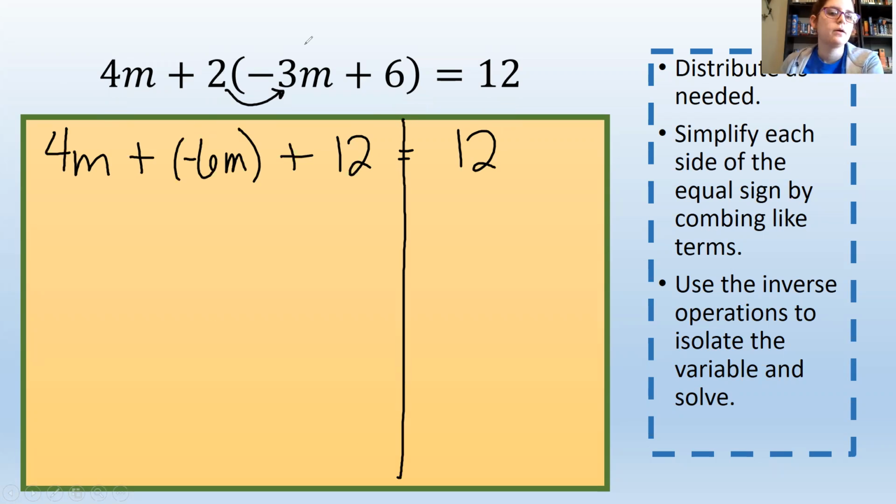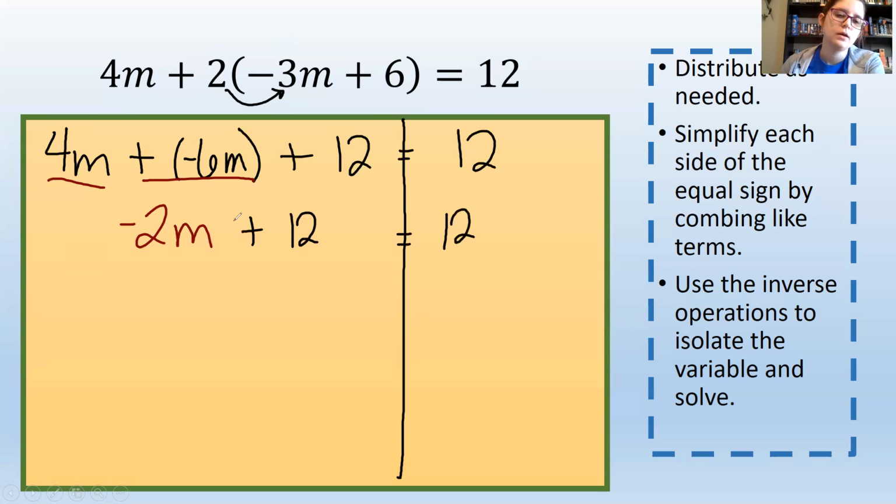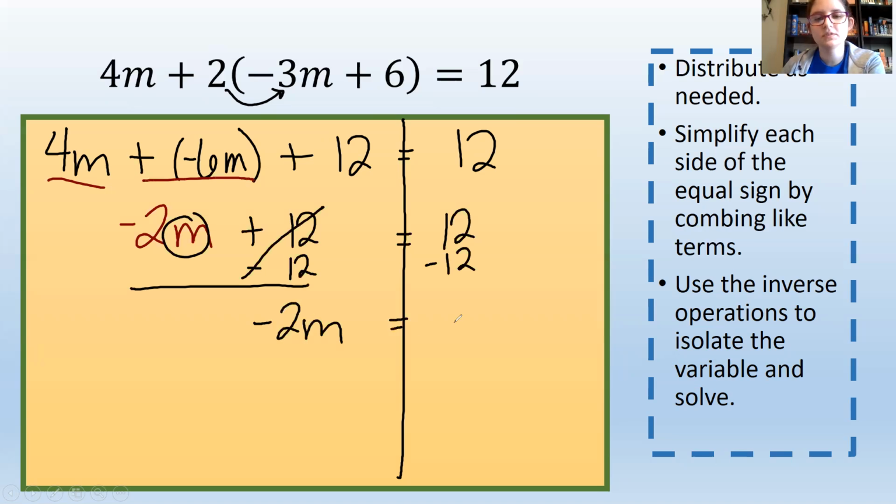We can combine. So our 4m and our negative 6m have different signs. Different signs tell us to subtract. 6 minus 4 is 2. I have more negatives, so it's a negative 2m plus 12 equals 12. Okay, I'm going to undo my addition first, so minus 12 on both sides. A positive and a negative make a 0, so these cancel, all of the same number. So negative 2m equals, and on this side we have a positive and a negative of the same number. They cancel and there we're left with a 0, but we can still continue.